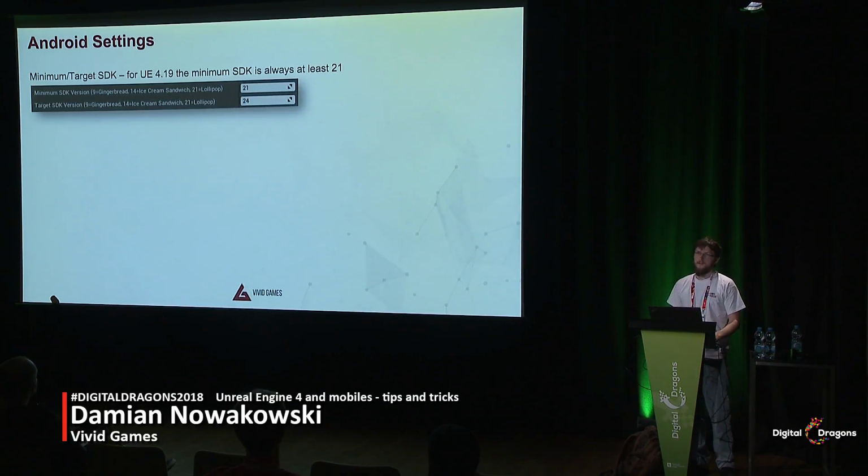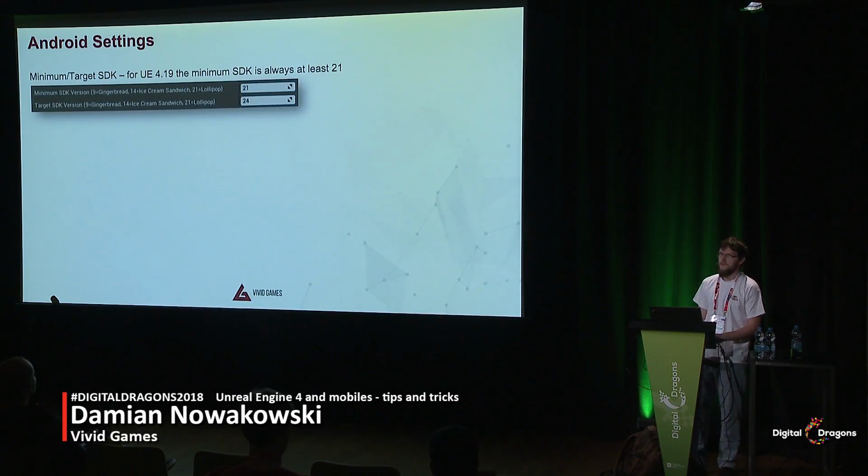After you have set the SDK and NDK properly, you also have to set up the minimum and target SDK version to have the proper version in your Android manifest. One important thing is that because Unreal Engine requires a specific version of the NDK, which requires a specific version of the SDK, if you set the minimum SDK version to something less than 21, it will use 21. This is the minimum version that Unreal Engine 4 supports.